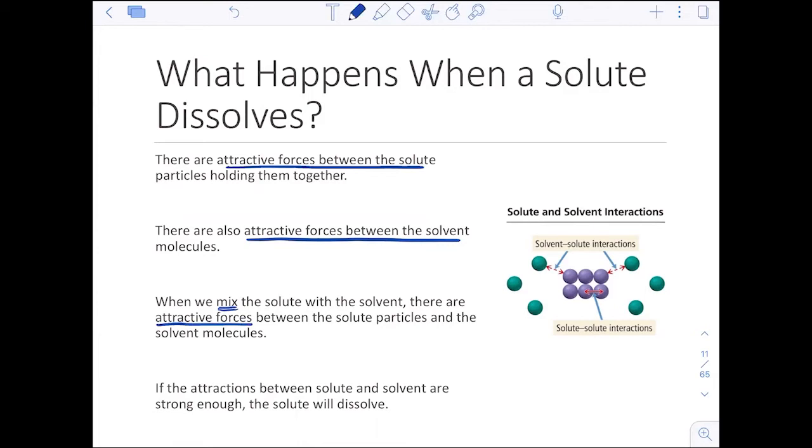Remember, attractive forces are energy releasing. Exothermic. That was Coulomb's law telling us that if two things are attracted to each other, then energy is lowering, energy released from the system, exothermic. That's favorable. It means that the solution will form for us. If the attractions between the solute and solvent are strong enough, the solution will form. If for some reason these solute-solvent interactions are not favorable, we do not get a solution forming.